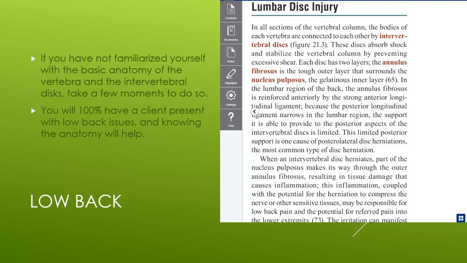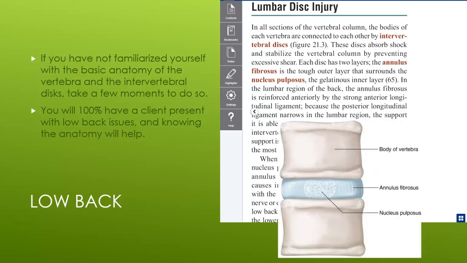I would definitely take a little bit of time to get familiar with the previous diagram, but also this one. We have the body of the vertebrae, and you have the annulus fibrosus and the nucleus pulposus, and those two are part of the intervertebral discs. Those discs have a jelly-like substance in there. It's not watery.